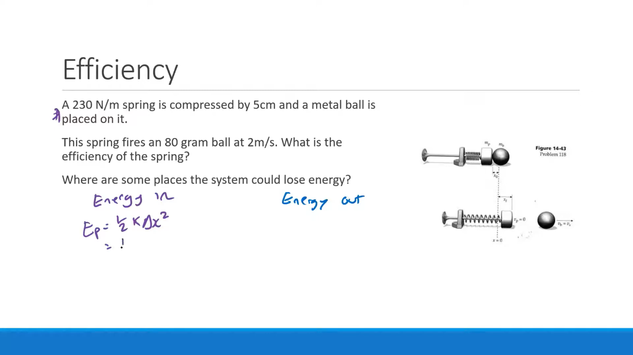In this case, it's half times 230 times 0.05 squared. Now you might be like, why did I do that? Because ultimately I can't use 5 centimeters. I've got to convert 5 centimeters into 0.05 meters. How do I convert 5 centimeters? By dividing by 100. And hopefully by now you guys are pretty confident at just dividing by 100, without needing to either A, put it into a calculator, or B, remember it.